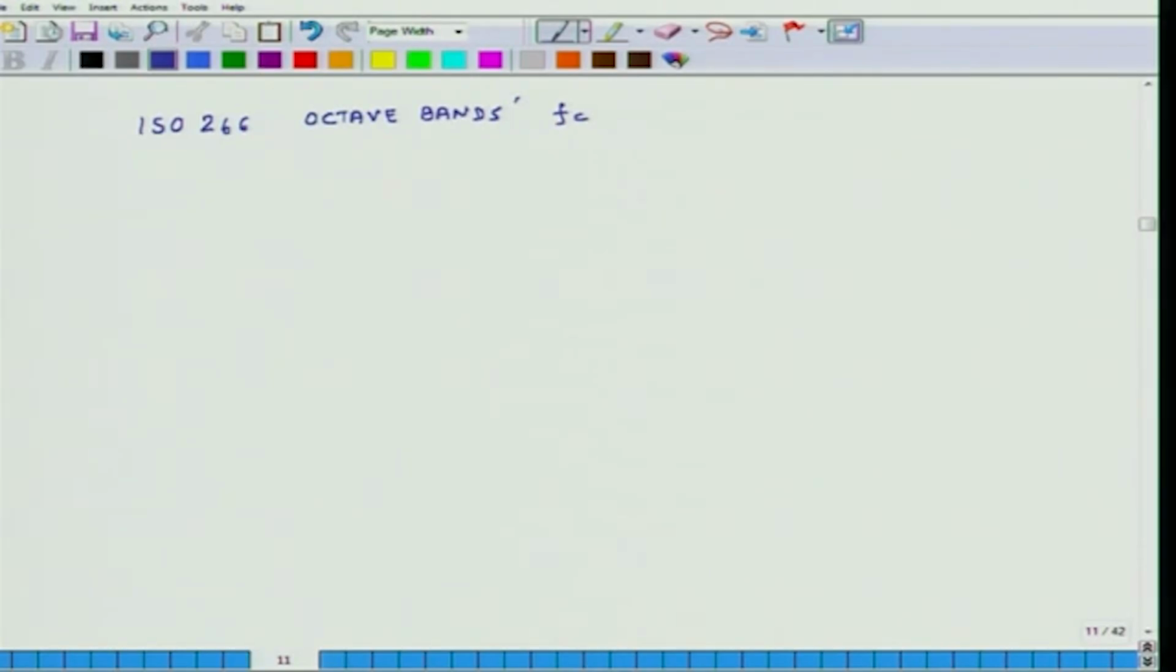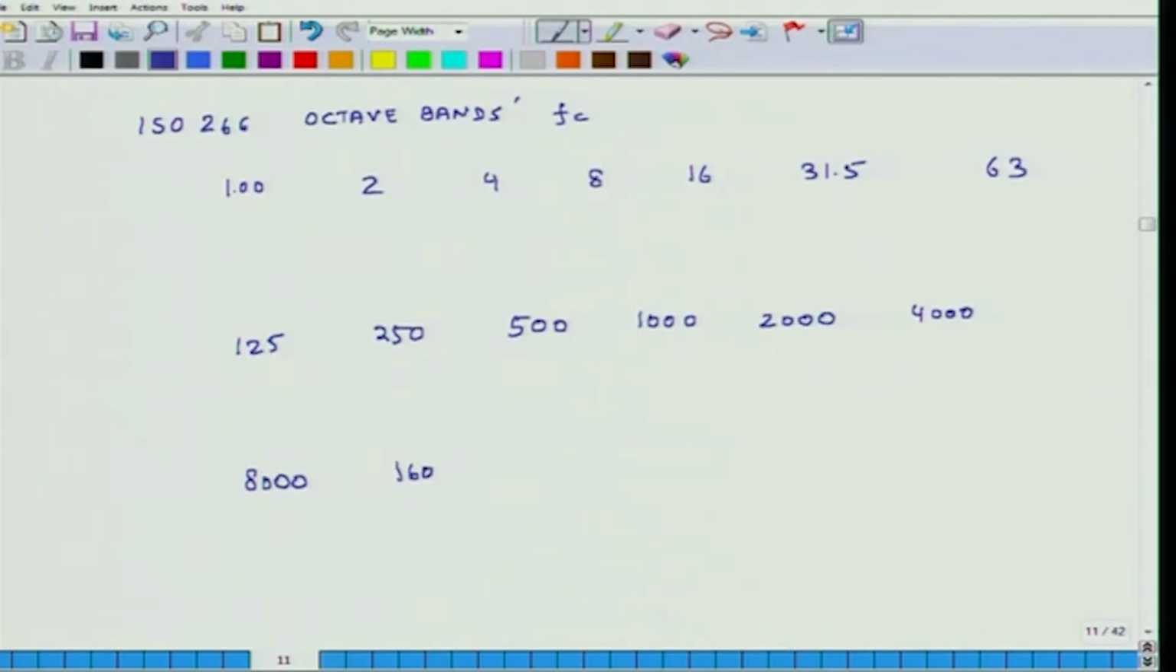Okay. So the first octave band's center frequency is 1 Hz, and then 2, 4, 8, 16, 31.5, there's a little difference here, 63, 125, 250, 500, 1000, 2000, 4000, 8000 and 16,000. So these are all center frequencies.